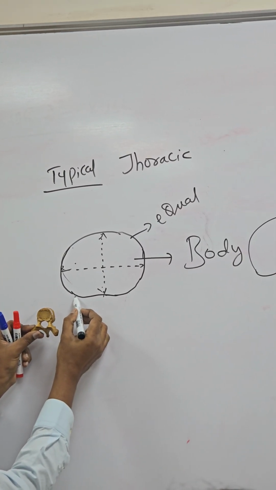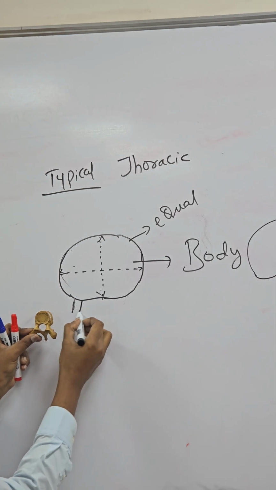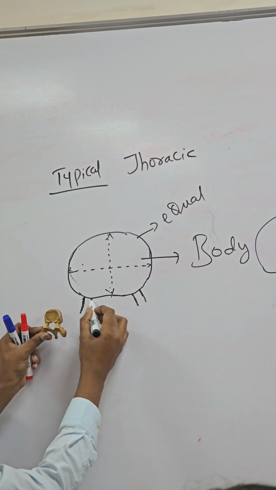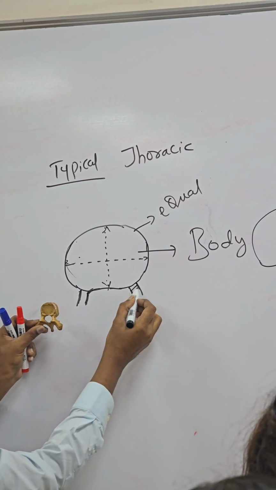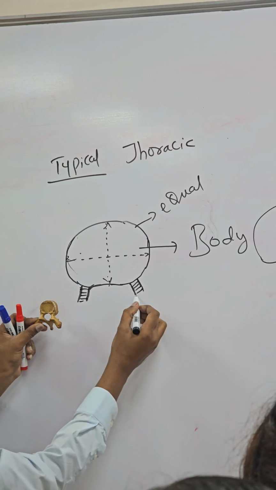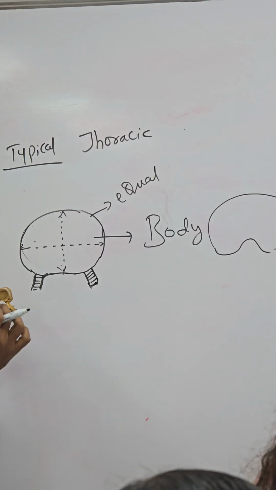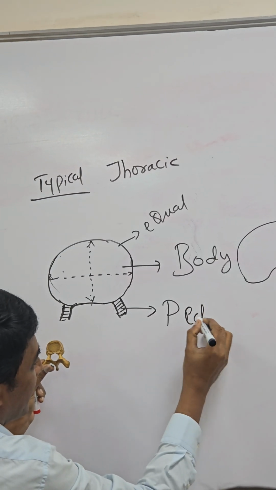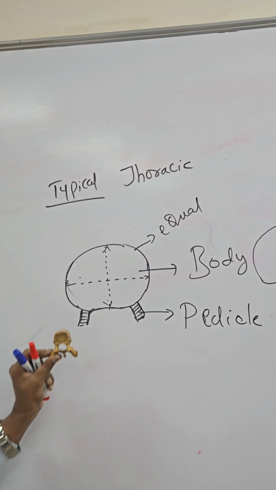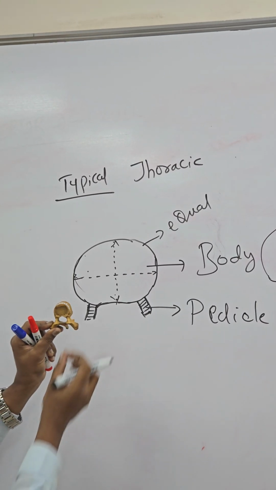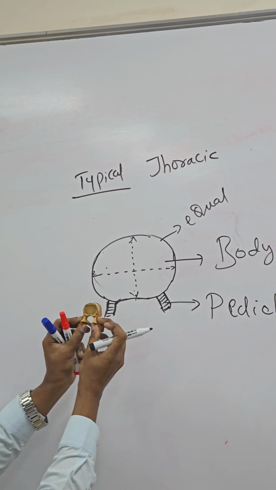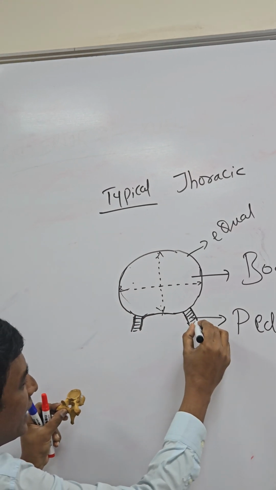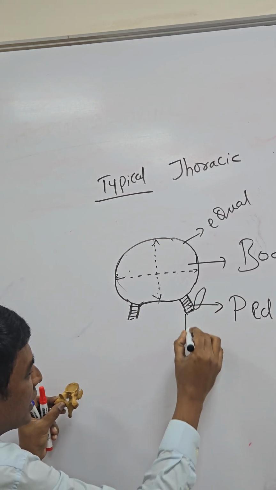Behind the body, you are going to see a piece of bone like this, which is attached to the body on the posterior aspect. There is a bar of bone. This piece of bone is called the pedicle. Okay, pedicle. That's the one thing.